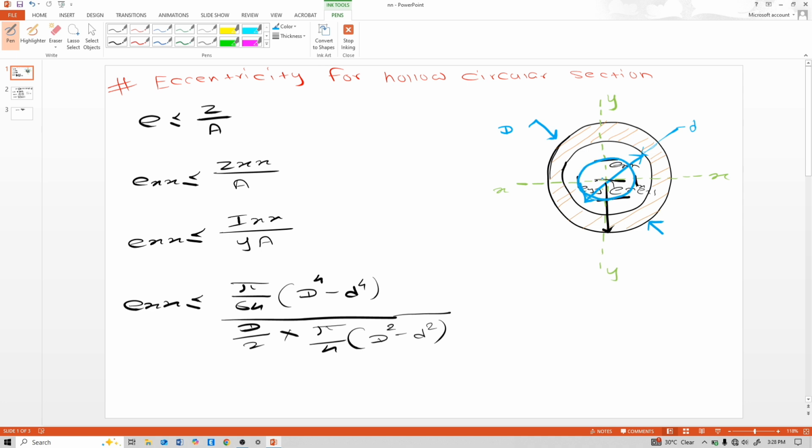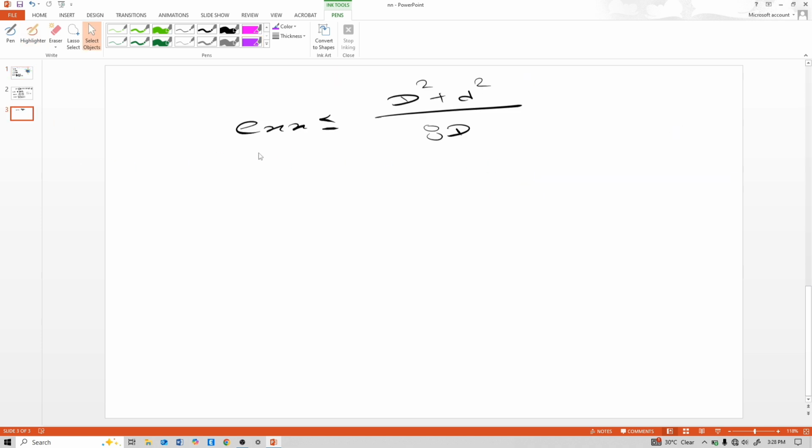So if we apply that load inside that kernel, there will be no tension, only compression in that portion. But if you apply that load outside that kernel, then there will be chances of tensile stress. So that is the meaning of that derivation. Eccentricity should be less than or equal to (capital D square plus small d square) upon 8 into capital D. Okay, thank you very much.